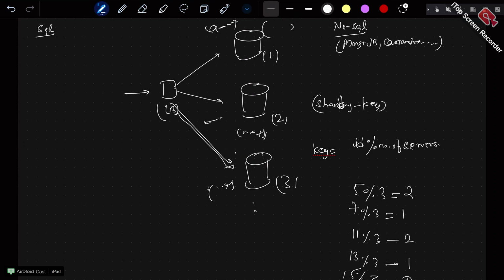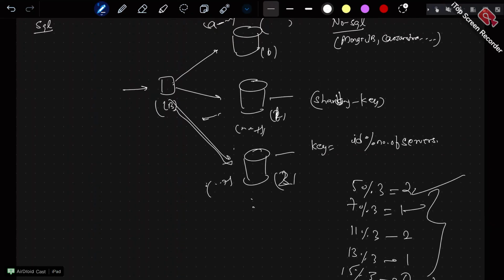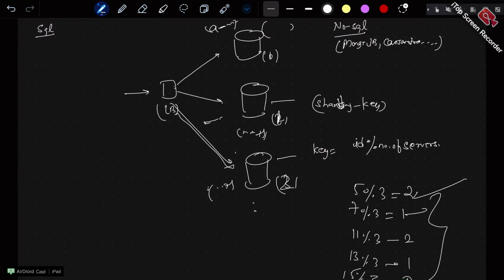0 is basically the first node. This is node 0, node 1, node 2. So it will go to node number 2. That means data will be present over here. This is one such sharding mechanism that I can think of on the basis of the number of servers. More mechanisms are there that we will see in further sessions.